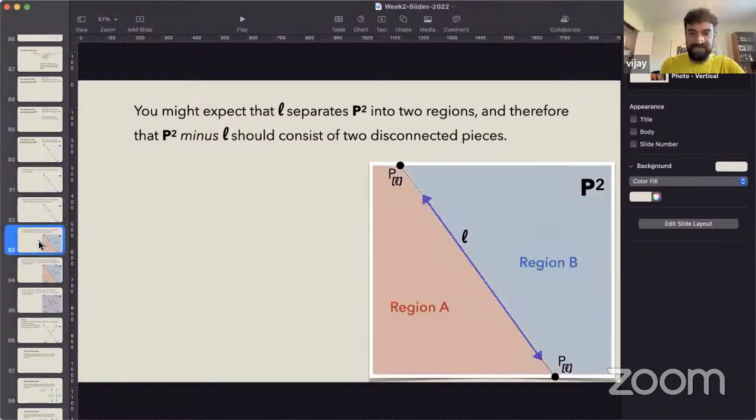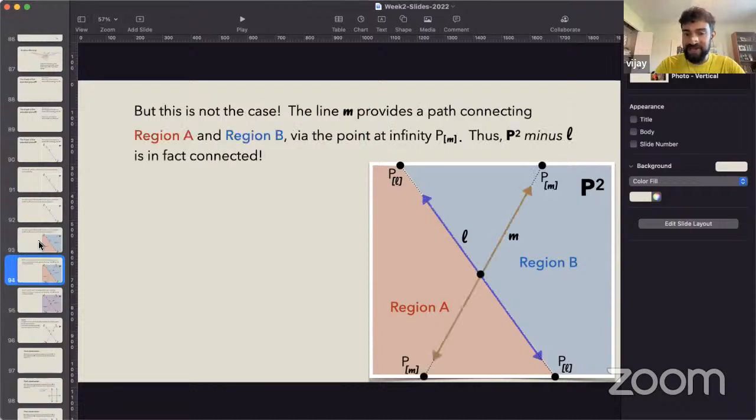doesn't. And one way to see that it doesn't is to just imagine, okay, we'd like to say that this is region A and this is region B, but if we introduce another line M that intersects L at some point, and follow it along on one side of that point, cross the point at infinity and come back, we get into the other region. So these two regions are connected that way. So it's actually just a single region.